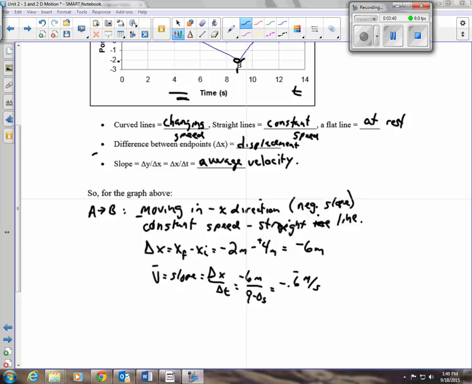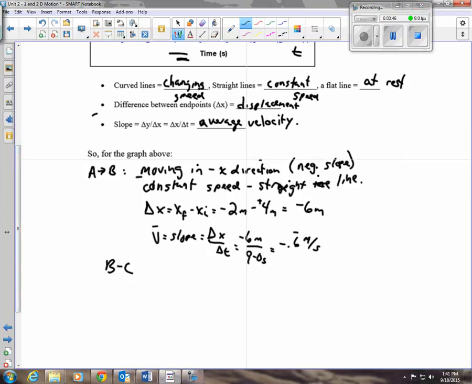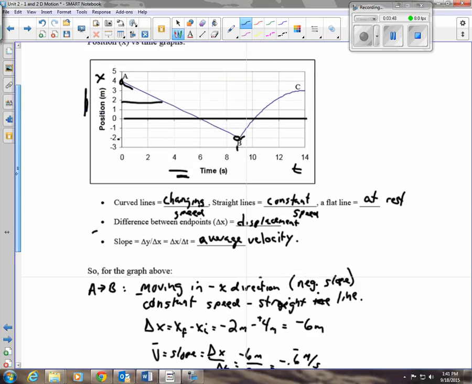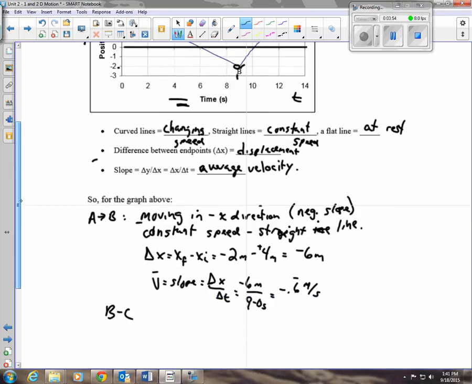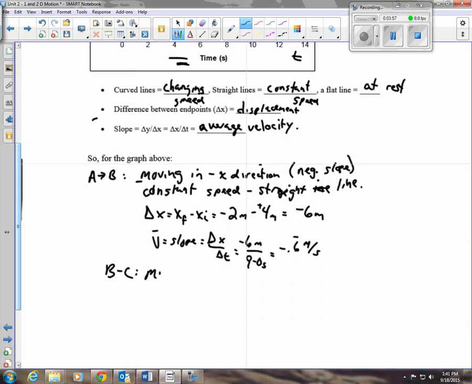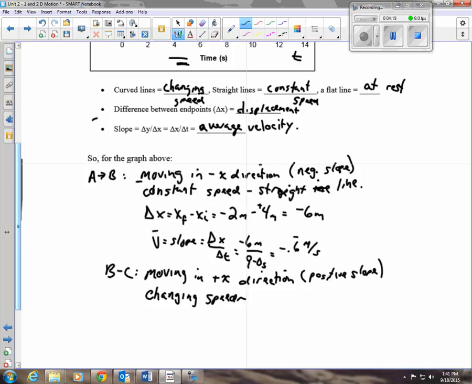Now we're going to check from B to C and do the same type of thing. So first, what direction is it going? Well, it's going from -2 to +4. So it's moving toward the positive number, so it's the positive direction. Okay, we can tell because it has a positive slope, or it's tilting upward. It is a changing speed because it's curved.